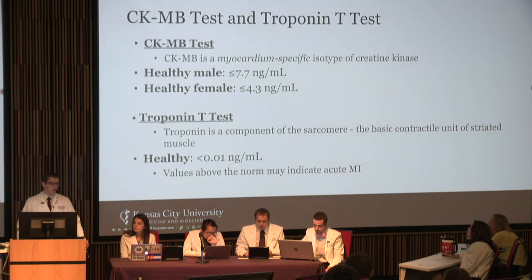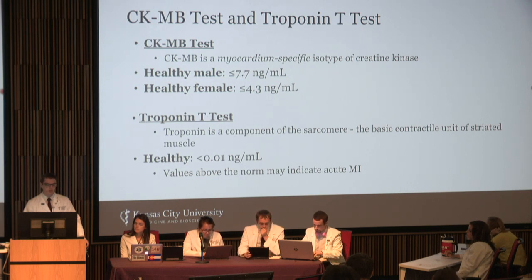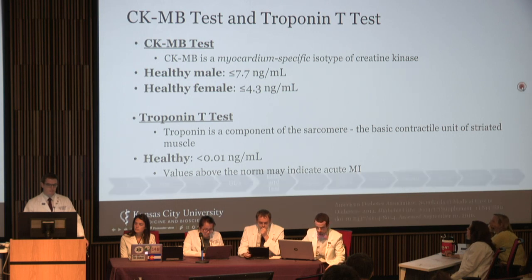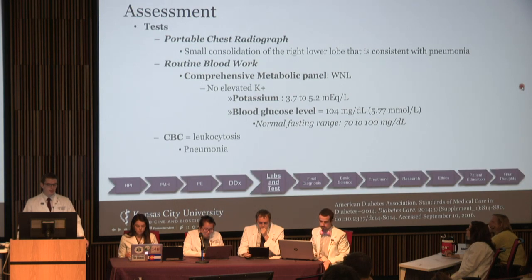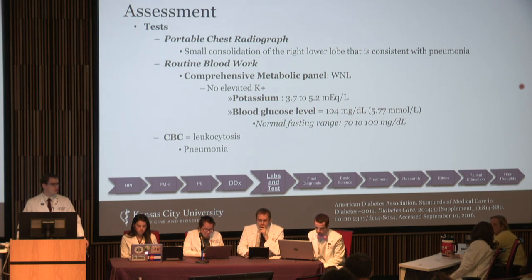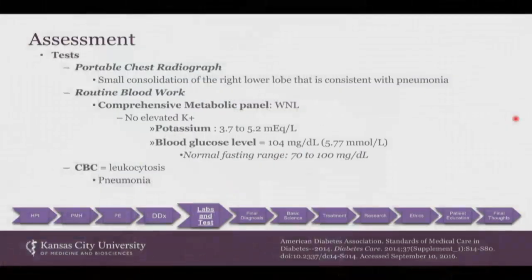Next, we decided to order the CKMB test and a troponin T test. We are still awaiting the results from these tests, but if the values are found to be within normal range, we can most likely rule out an AMI as a possible diagnosis. We then ordered a portable chest radiograph, which showed a small consolidation in the right lower lung field of the lung, consistent with fluid found in that area.